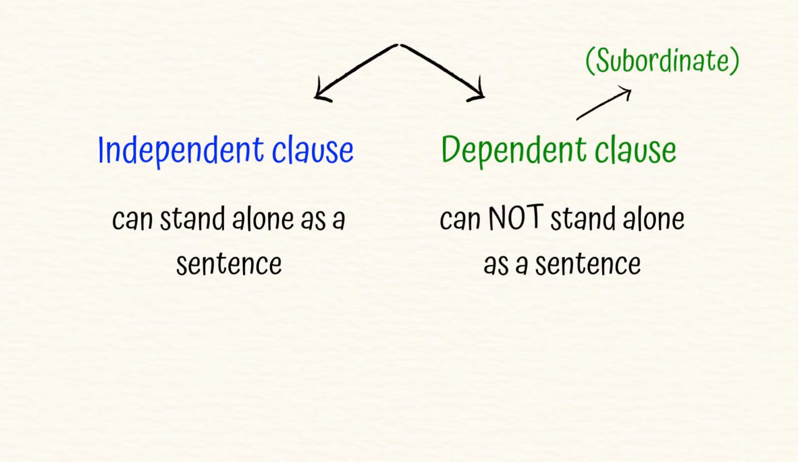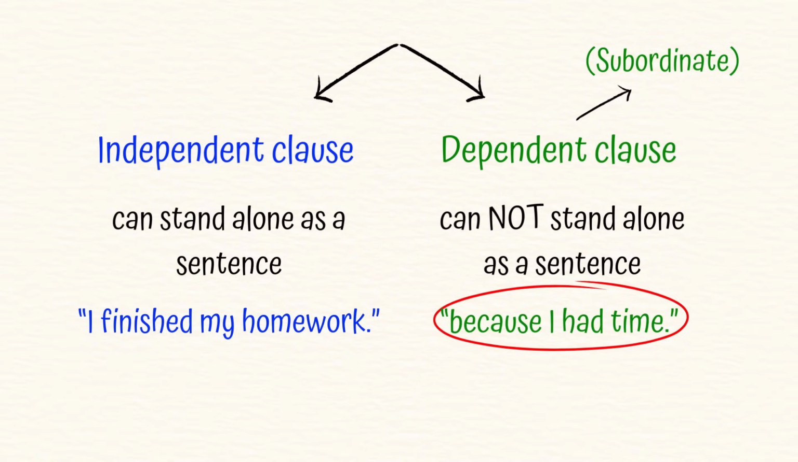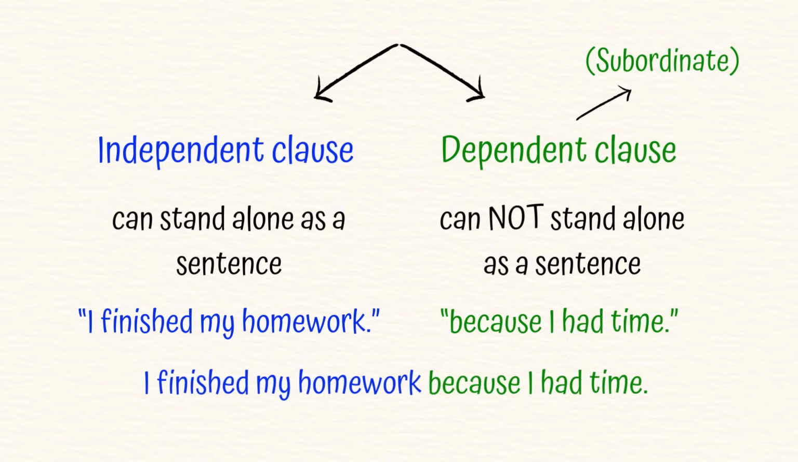For example, independent, I finished my homework. Subordinate, because I had time. This fragment needs an independent clause to make sense. Putting them together, I finished my homework because I had time. Here, I finished my homework is independent. Because I had time is dependent.